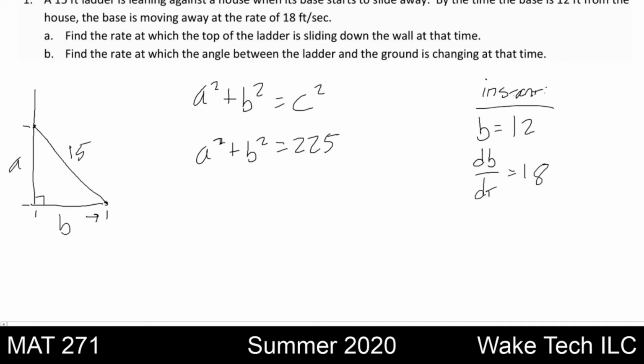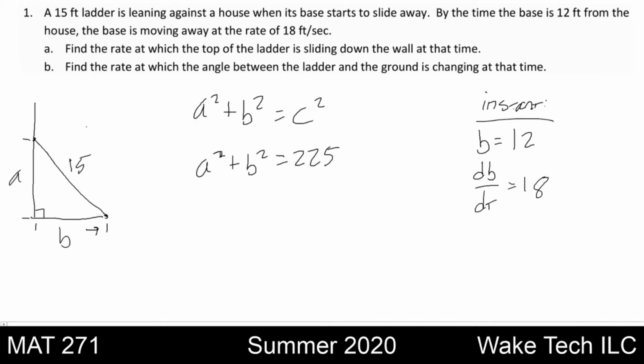So why did I know all this stuff? Well, 18 feet per second, b is measured in feet, because all these measurements are measured in feet. This is a 15-foot ladder. db then represents a change in feet, and dt represents a change in time. So we have feet per second. So this is db/dt, this 18 is. I say b because it's the distance the base is moving away.